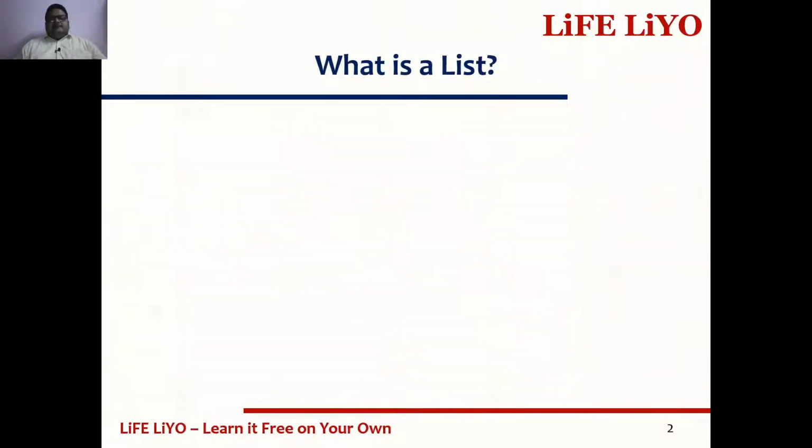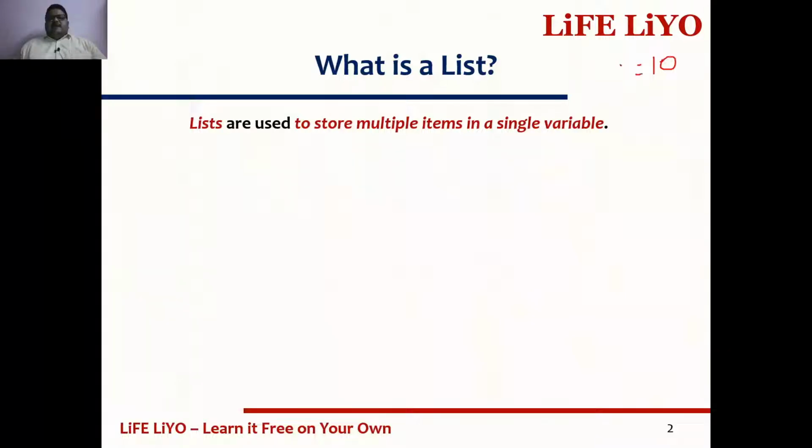In simple terms, the definition of a list is that it is used to store multiple items in a single variable. Till now we have seen that if you want to store 10, we use a variable called a, b or something. So we are using a single variable for storing a single value. But if you want to store multiple items in a single variable, then we can use a concept called list.